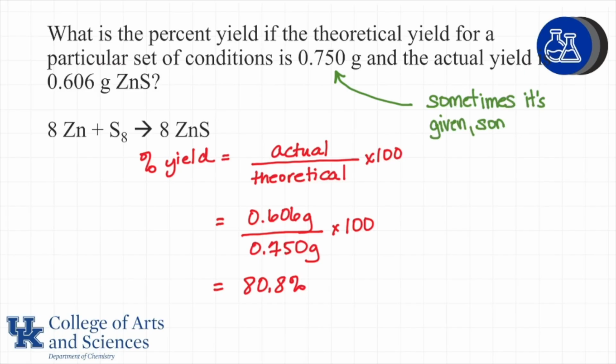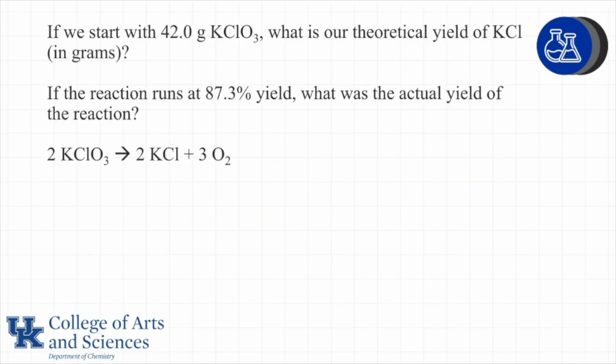So in this case, we were given the theoretical yield. Many times you'll have to calculate the theoretical yield, and that's just doing the same type of stoichiometry problems that we've been doing. Let's look at another way we can use that percent yield formula. If we start with 42 grams of potassium chlorate, what is our theoretical yield of potassium chloride in grams? And then the next question is, if the reaction runs at 87.3% yield, what was the actual yield of the reaction? In this case, we're not given the theoretical yield. We actually have to calculate that first, and then we'll use that percent yield formula.